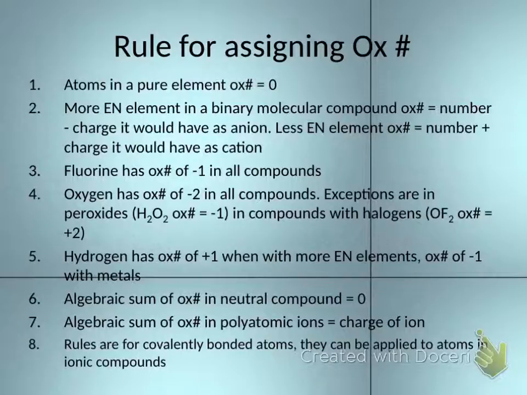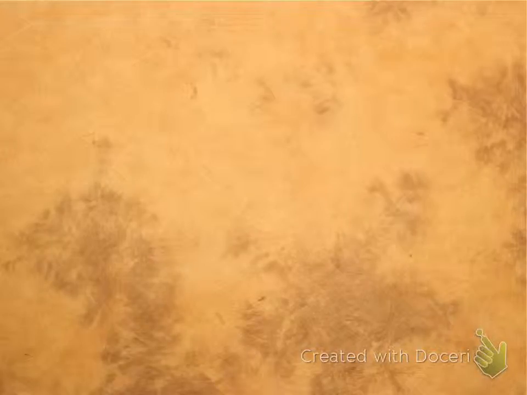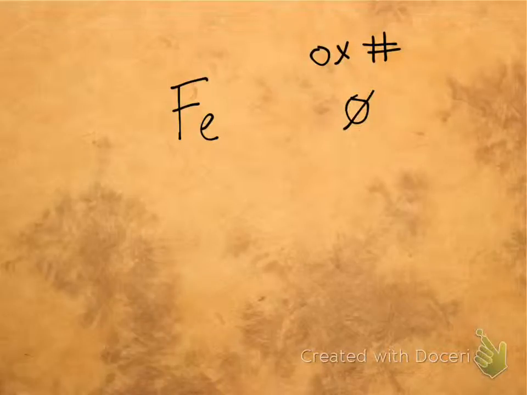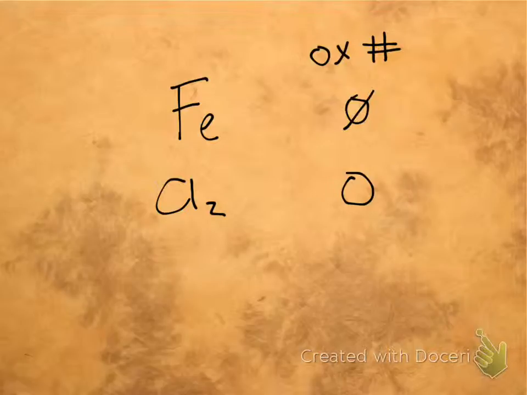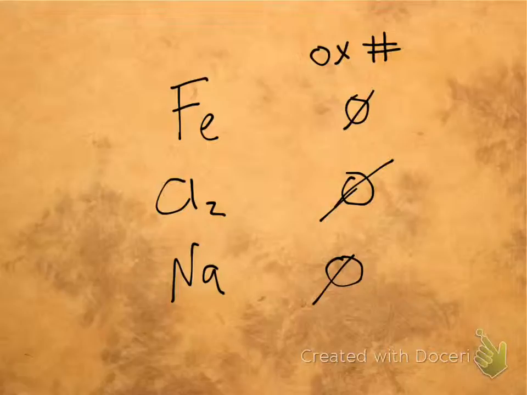So the first thing you got to know, if it's not bonded to something else, if it's a pure element or it's just bonded to itself, the oxidation number is 0. So, quick, what's the oxidation number of that? 0. Oxidation number is 0. What's the oxidation number of that? 0. It's a pure element. It's bonded only to itself, so the oxidation number is 0. What's the oxidation number for sodium? 0. These are intentionally easy.